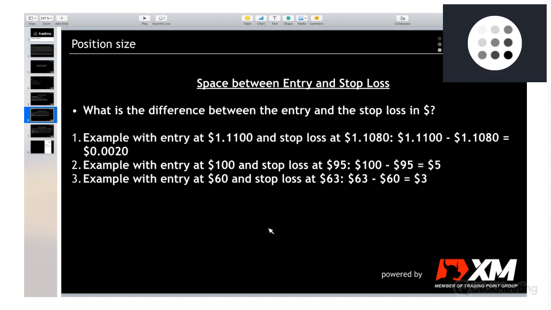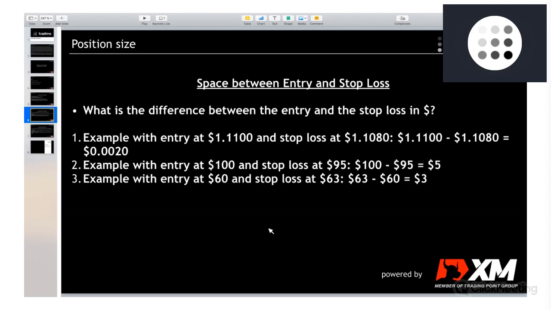Of course, the stop loss level has to be at a certain level, for example, a support level or a swing low, something like that, if you go long. And in this example, the distance between entry and stop loss level is $5. 100 minus 95 makes $5.